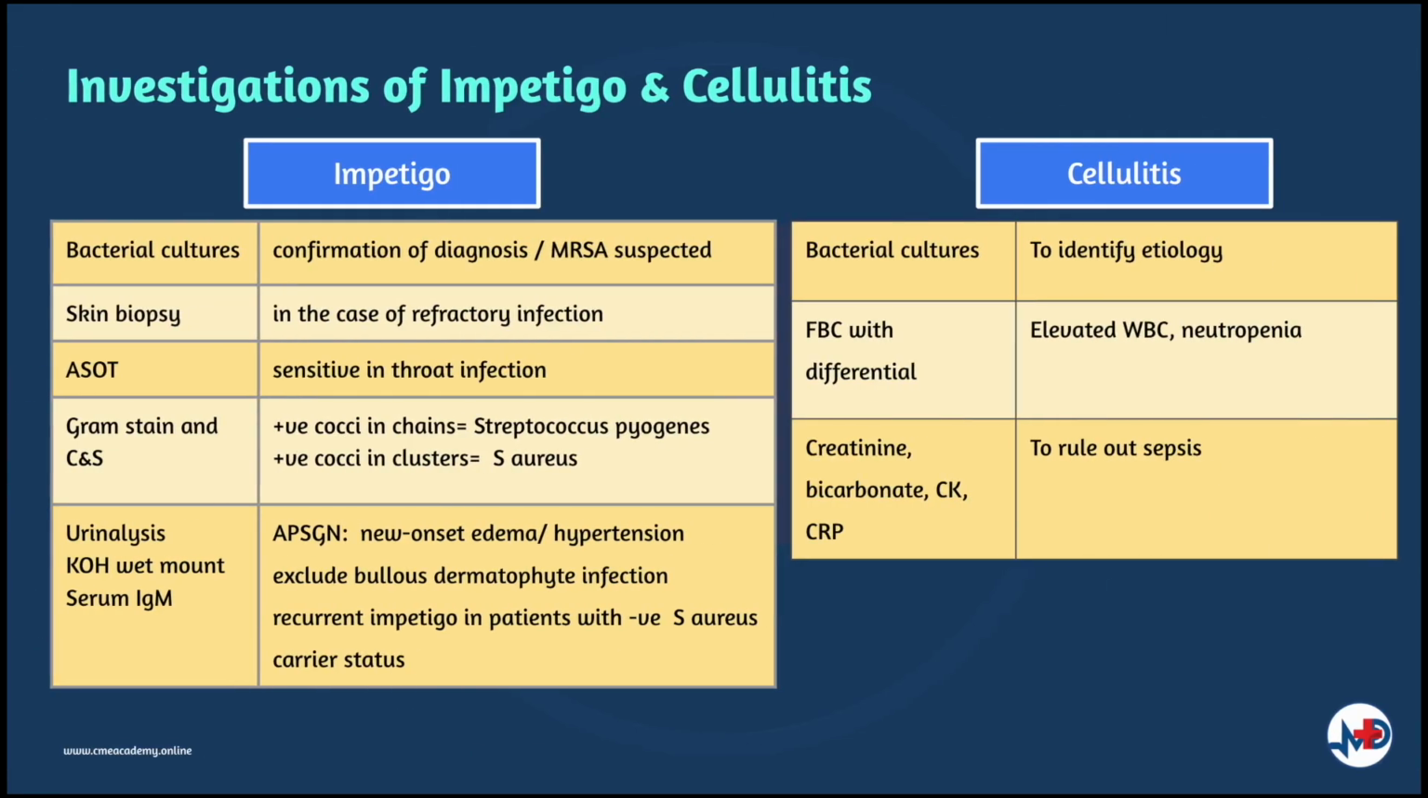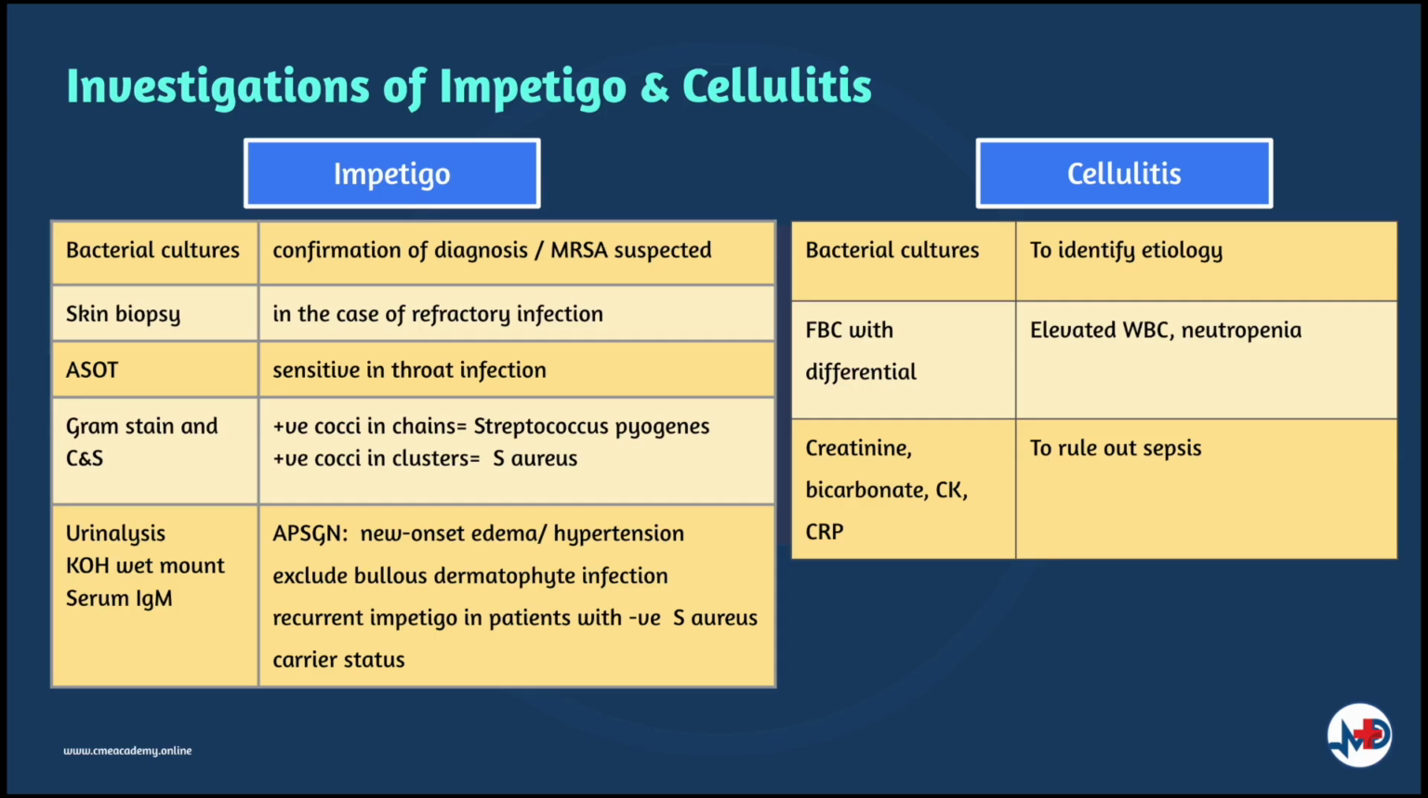Alright, so now we will go through the appropriate investigations you need to order when you encounter a patient with suspected impetigo and cellulitis, so you'll be able to diagnose the conditions. For impetigo, it is important to do gram staining, culture and sensitivity to confirm the diagnosis or even if you're suspecting MRSA. Gram-positive cocci in chains indicates Streptococcus pyogenes, meanwhile, gram-positive cocci in clusters indicate Staphylococcus aureus. Next, you would want to do a skin biopsy in the case of refractory infection. An anti-streptolysin O titer would be done, and this is sensitive to throat infections.